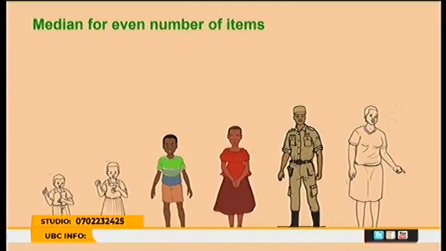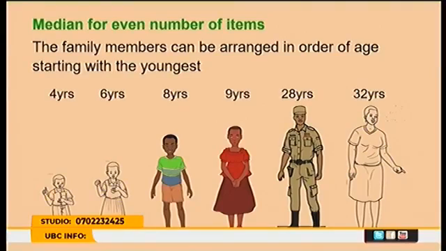The first member is 32 years, like it has been shown, and we are going to look at median of these members. We are going to arrange them, like I said, in increasing or decreasing order. Let's arrange our members, starting with the youngest. This time it is age, so we are going to start with the youngest. The family members have been arranged in order of age, starting with the youngest.